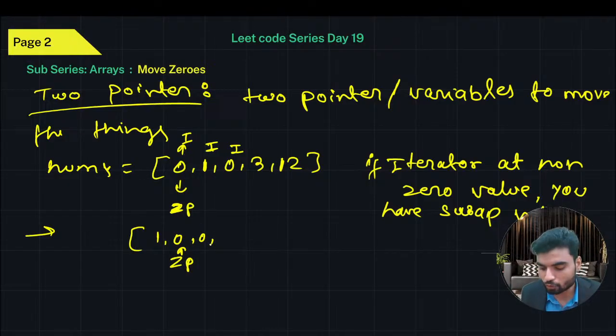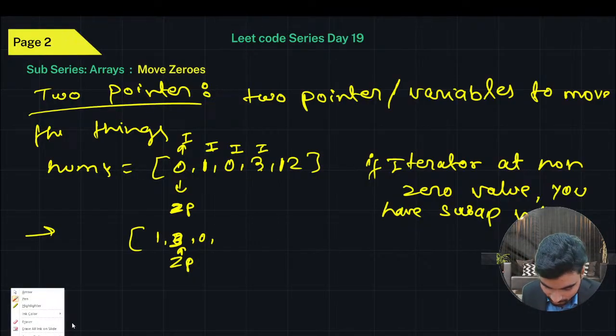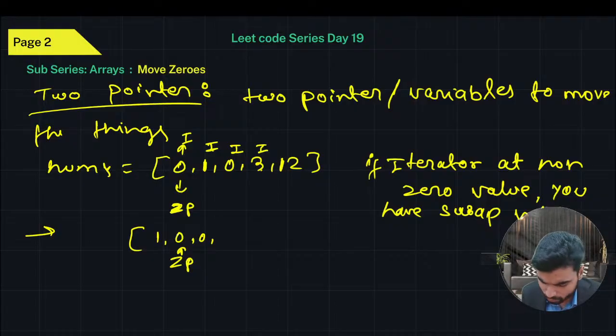Again, you'll move the iterator ahead. Now we get 3. Three is a non-zero value, right? So you'll swap with the zero pointer. Swap this 3 with this 0 pointer, so 3 will come here. I'll write it on a new line, maybe that will help you understand it more clearly. And then we'll do a dry run also. You don't have to worry about that.